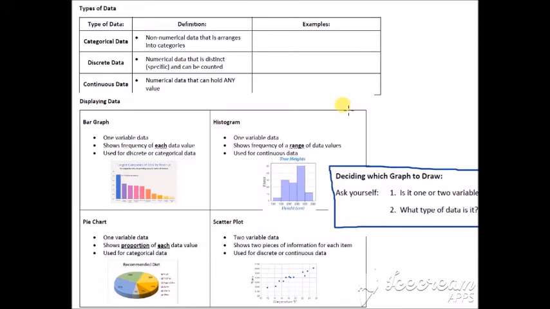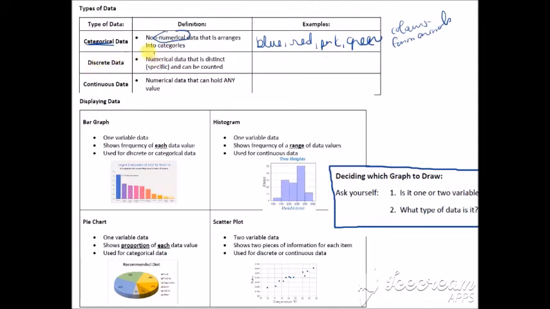Okay, let's talk about types of data. So categorical data is non-numerical data, so there's no numbers in it, and it just arranges into categories. So if you're talking about colors, you can talk about who likes blue, red, pink, green. Okay, so you can talk about colors, farm animals, anything in kind of like a category.